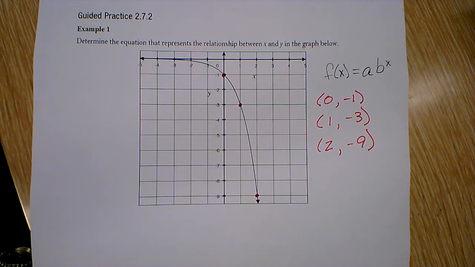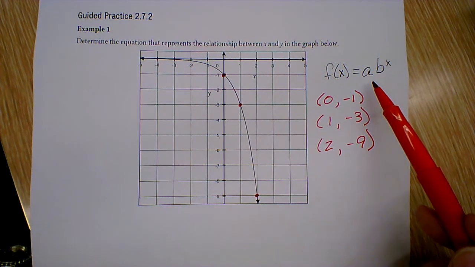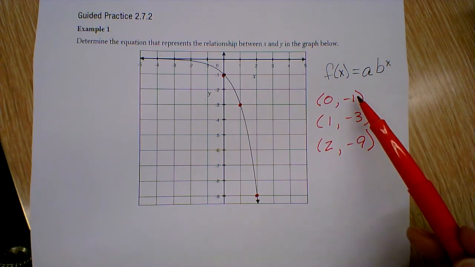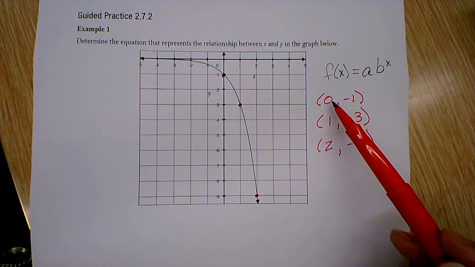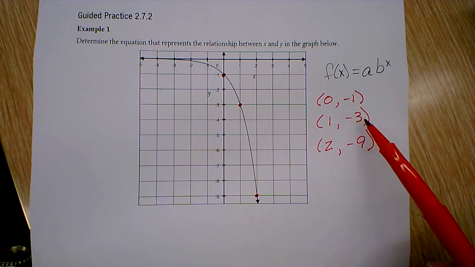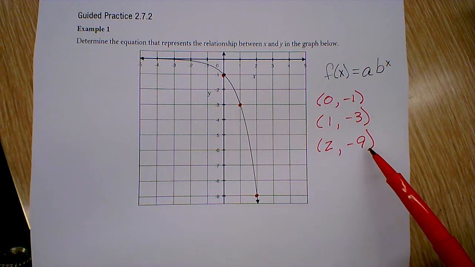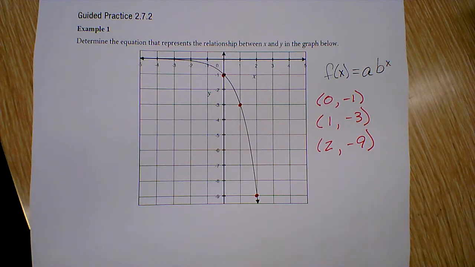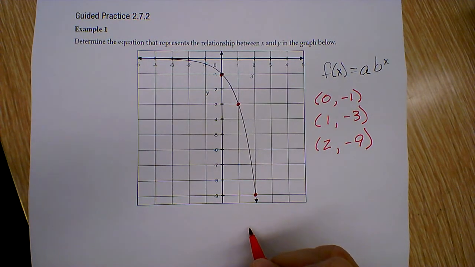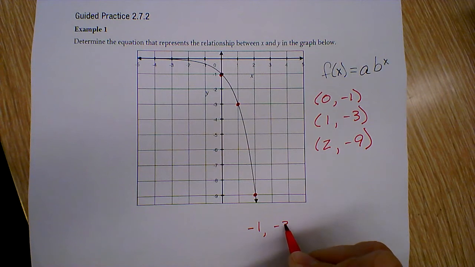All right, so now I have my 3 points. The next thing for me to do is to figure out what my starting point is and how much I am increasing by. So if we look at it, my inputs are 0, 1, and 2. My outputs are -1, -3, -9. So let's take a look. Let's write this out as if it was a sequence and see if we notice a pattern. So I'm just going to place my outputs in a sequence: -1, -3, -9.